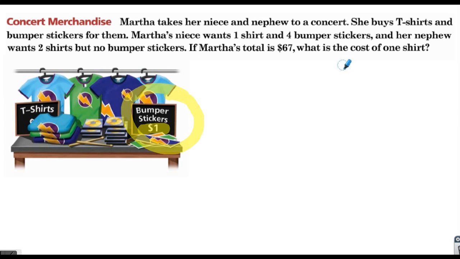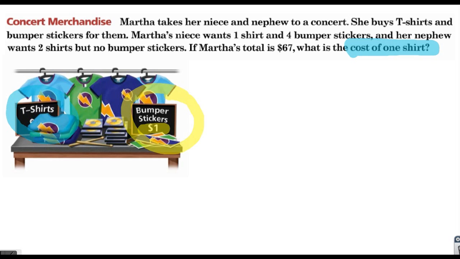Okay, so we know the bumper stickers, we don't know the shirts, and if you notice over here in the background of the picture, we don't know the cost of the shirts, it's hidden. So we want to find out what that cost is. If we're going to do this, the first thing is we need to name a few things. We need some variables. So we are looking at shirts and bumper stickers.